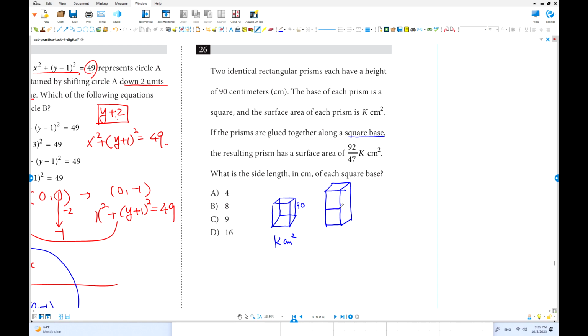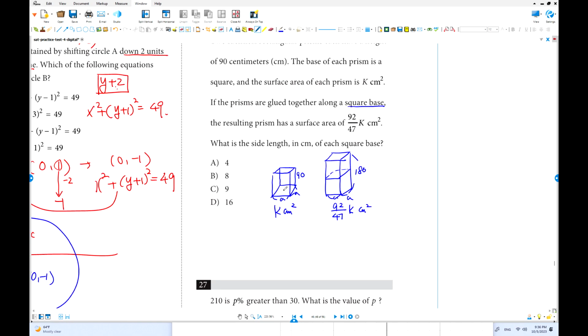Look at this one, together over here. This is now 180. But the surface area is now 92 over 47 K square centimeters. That's the surface area, okay? So what is the side length of each square base? Take this one, you can use A. This is also A.